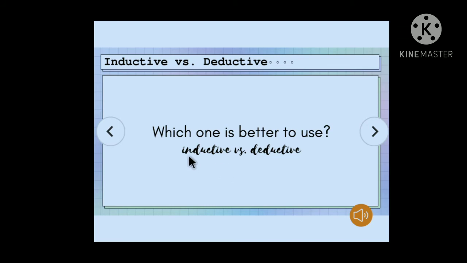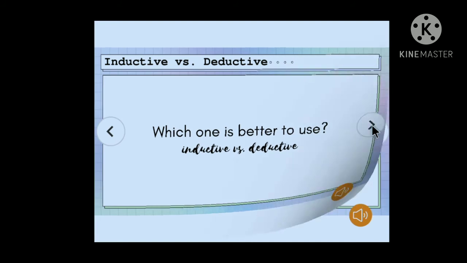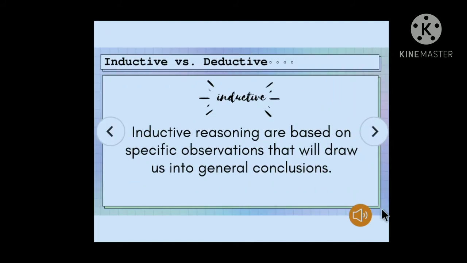The inductive reasoning and deductive reasoning. Which one is better to use? And that's what we are going to find out in our discussion. Let's have first the definition of inductive reasoning before we find out which one is better to use among the two reasonings.